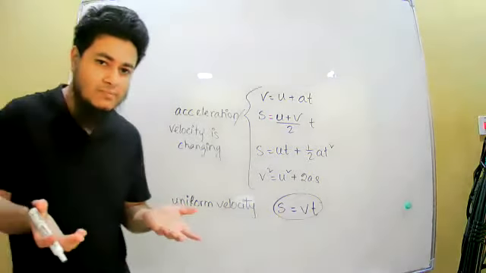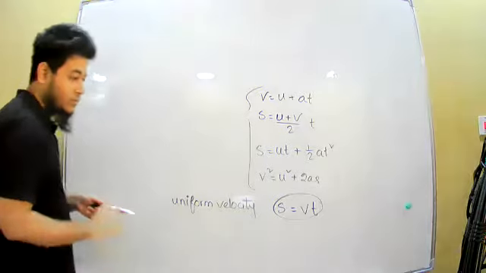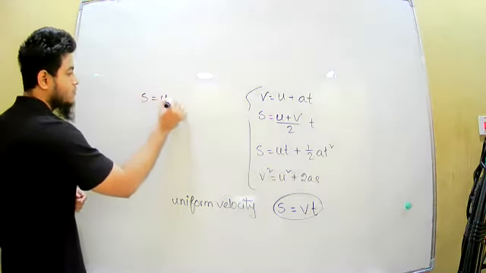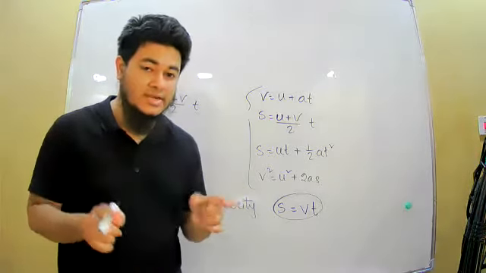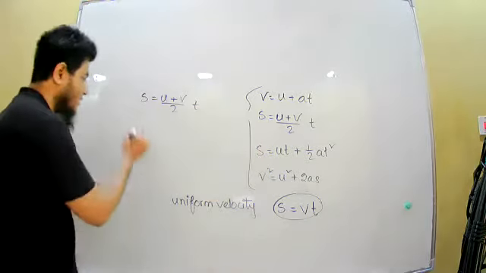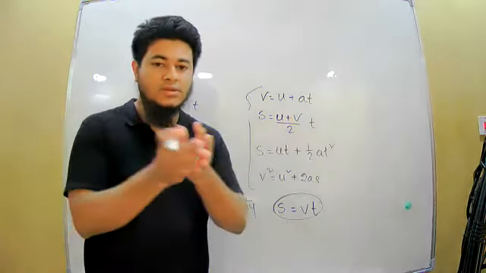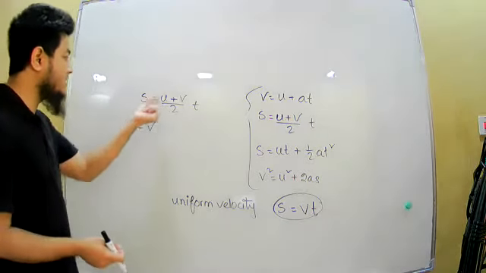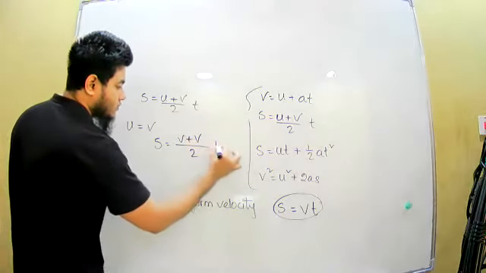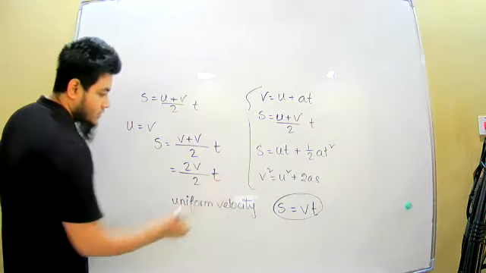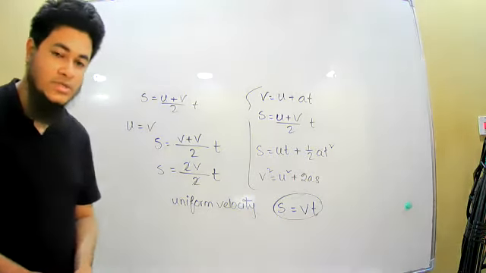Now this equation, from where it came, inshallah, I will explain to you. We already know that we have this equation: S equal to (U plus V) divided by 2 into T. Here, as I said, the velocity is not changing. That means the initial velocity is the same as the final velocity. If the body is not changing its velocity, then the initial one and the final one are going to be the same. So if U is equal to V and we replace U with V, S will be equal to (V plus V) divided by 2 into T. Then it will be 2V divided by 2 into T. If you cancel 2, what do you get? S is equal to V into T. Clear how this equation came?